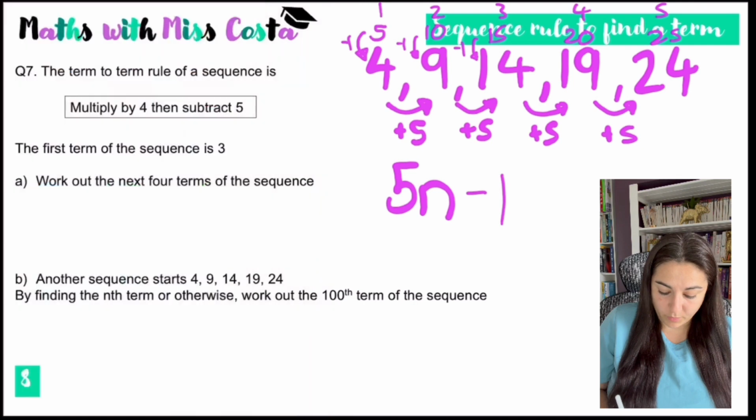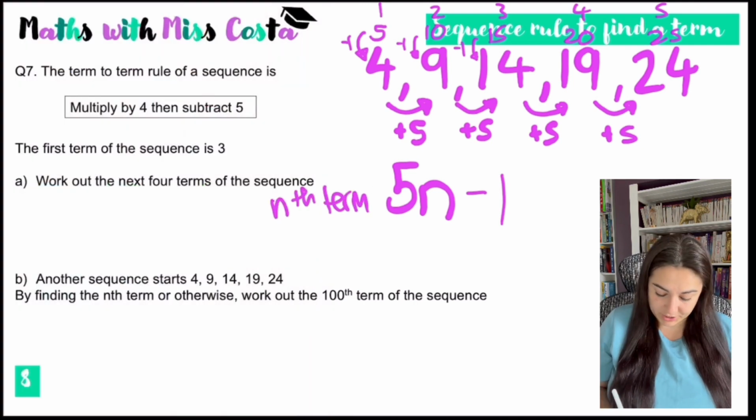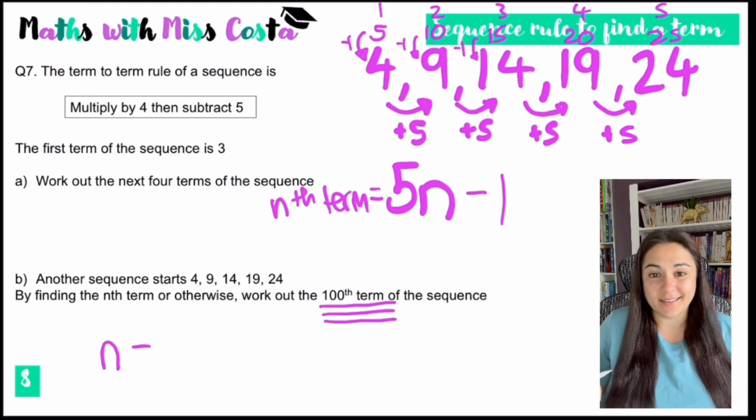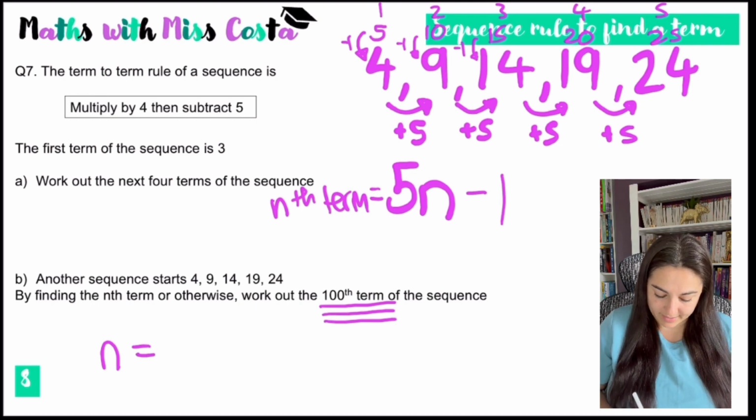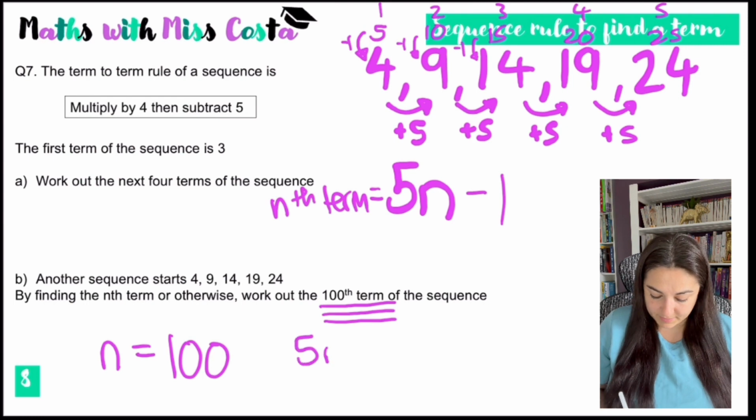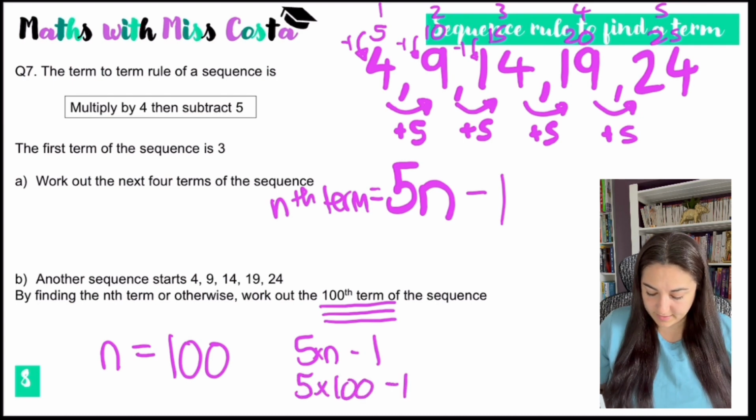Now, if I know what the nth term is, I can use that to find the 100th term of the sequence. So remember, n represents the position. So for instance, n in this case would represent 100. So I use my formula, 5n take 1. What does 5n mean? It means 5 multiplied by n. So I do 5 times by 100, take 1, which is 500, take 1. So my 100th term would be 499.